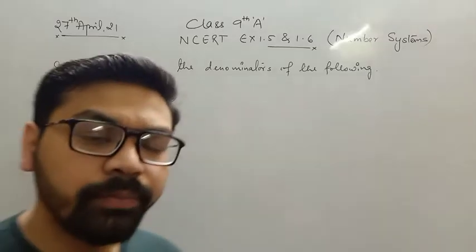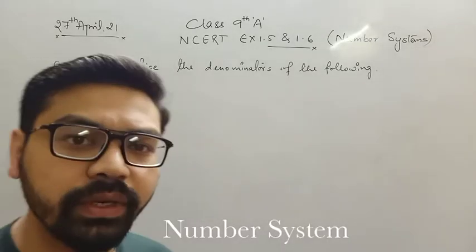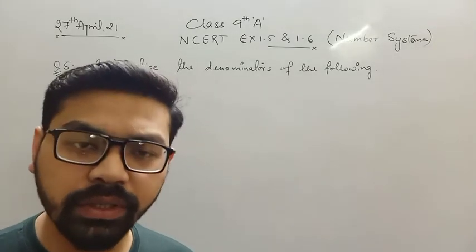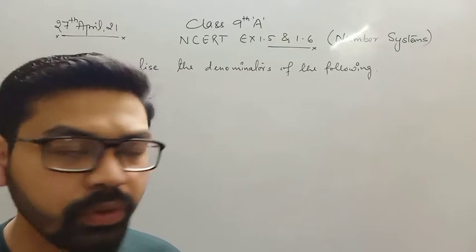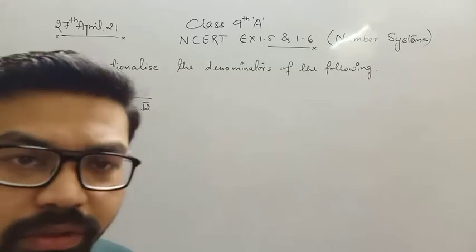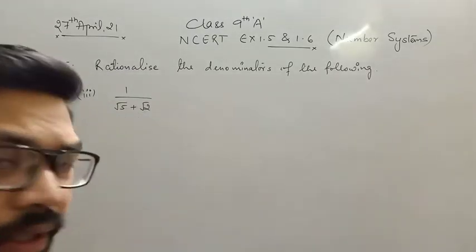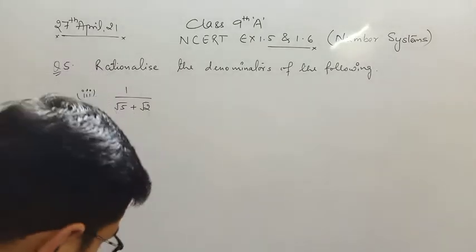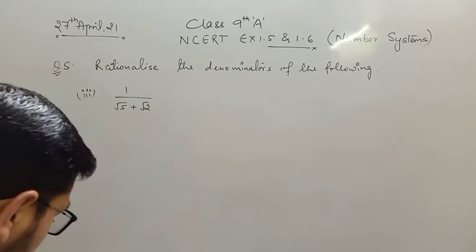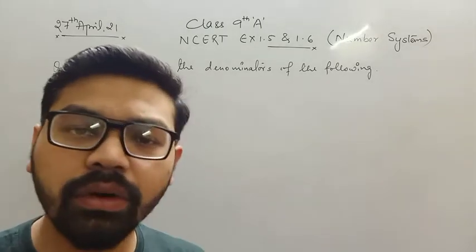So good morning students. Today we are going to do some questions of exercise 1.5 and 1.6. Most probably today I'll wrap up the first chapter of your book, that is the number systems. In the earlier classes I have already taught you how to rationalize the denominator, right? I'm just taking the first question, question number 5, part 3, because part 1 and part 2 are your homework.